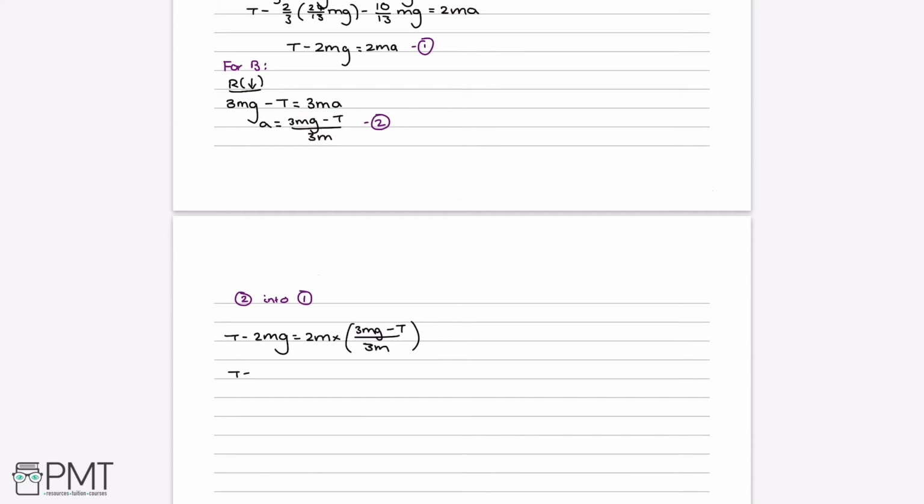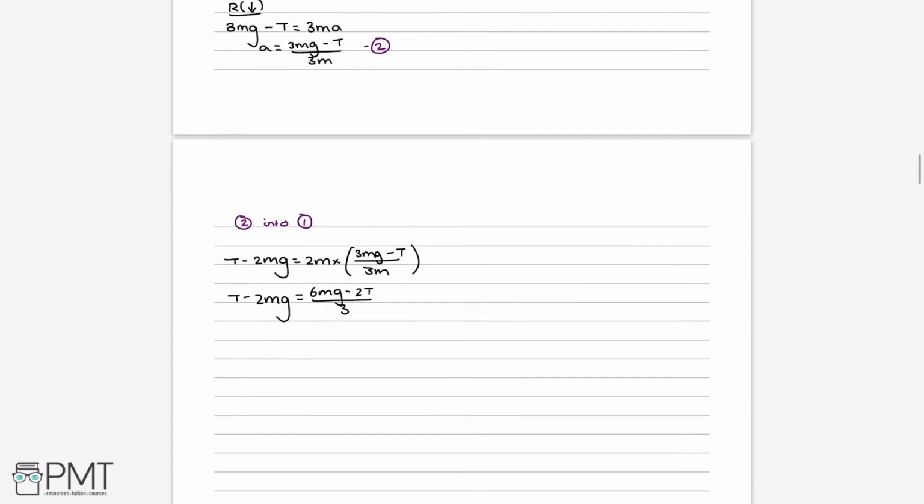So now if we simplify the right hand side a little bit, we are left with 6m squared g minus 2mT, all divided by 3m. But because we have an m in all of the terms on the numerator and the denominator, we can divide everything through by m, which simplifies then to 6mg take away 2T, and then this is all divided by 3.